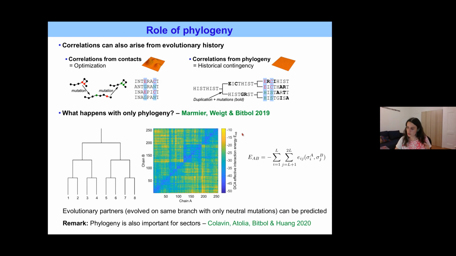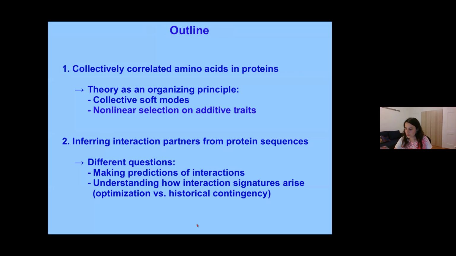And so we asked in a synthetic data set, what happens if we have only neutral mutations and only phylogeny? And it turns out that this score, which is based on the maximum entropy model, is able to predict which proteins have co-evolved on the same branch, even in the absence of any selection for structure or function. So this shows the importance of phylogeny, and in my opinion, it also shows that the methods which are disjoint, some on phylogeny and some on coevolution, should be taken together. I will also just point out that phylogeny is also important for sectors, even though I don't have the time to say much more about this.